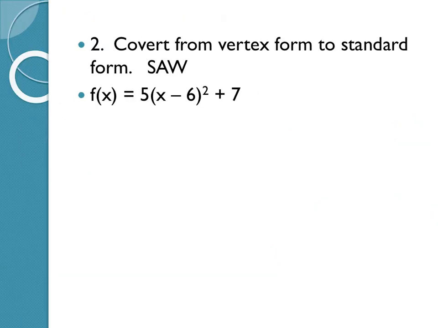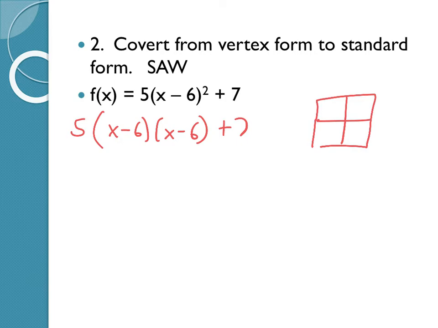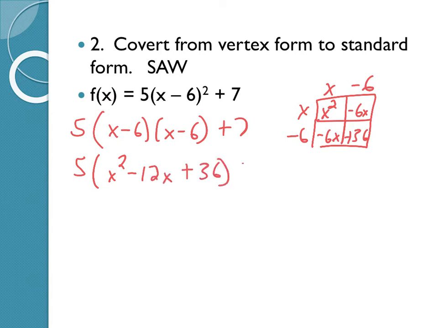Okay, now we're going to do the reverse. We're going to convert from vertex to standard. So basically, we're just working this out. So 5 times x minus 6 times x minus 6 plus 7. So we have to work out x minus 6 squared. So I'm just going to do the box. X minus 6, x minus 6. So x squared minus 6x, negative 6x, positive 36. So that's going to give me x squared minus 12x plus 36, and then plus 7.